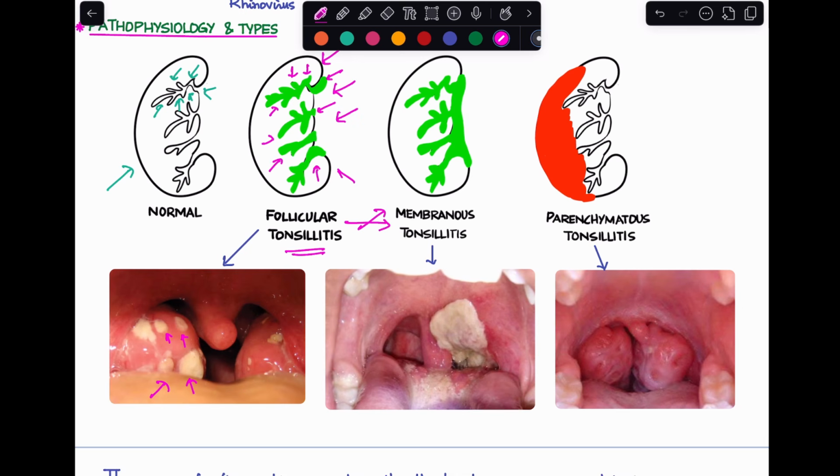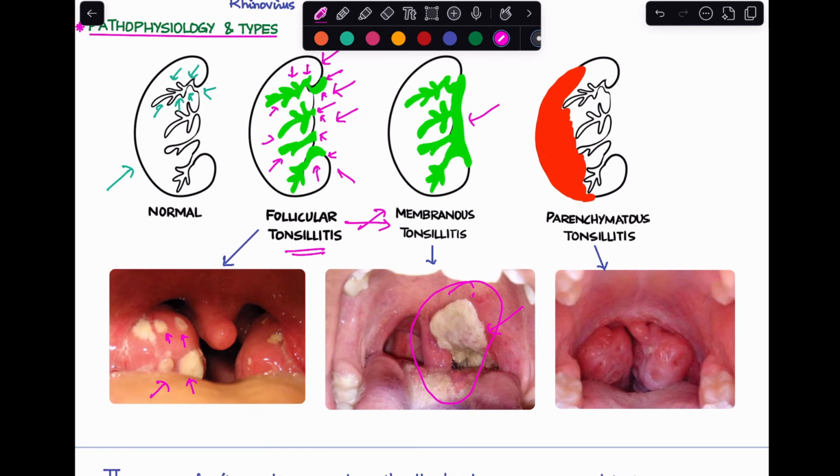You can already see that these crypts were filling up with exudate and they were coming up as yellowish white spots. Now, these yellowish white spots and the exudation that is coming from the crypts start coalescing together to form a whole membrane over the surface of the tonsil. And that is why it is known as acute membranous tonsillitis. You can see in the image over here how this has formed a membrane over the tonsil.